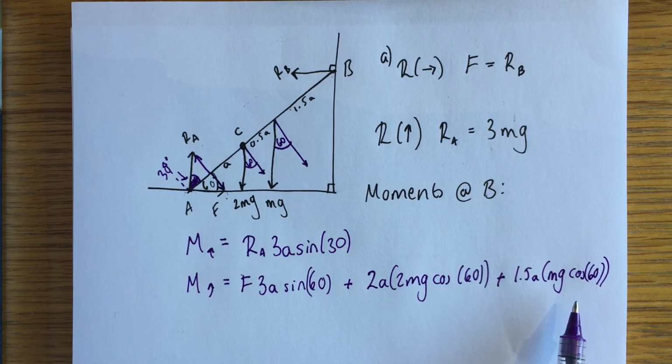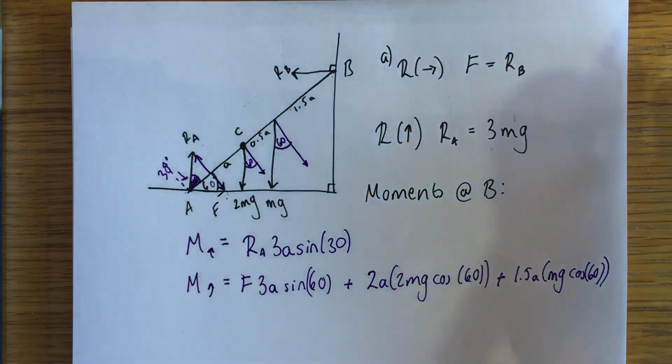Before I do, because this is going to be a lot to write out, anything I can simplify that I can get rid of, I would like to get rid of. Every single part has a factor of a. So when I make them equal to each other, I can remove that factor of a. I don't need that a value. I don't need to know its length. I want to get rid of any unknowns that I can.